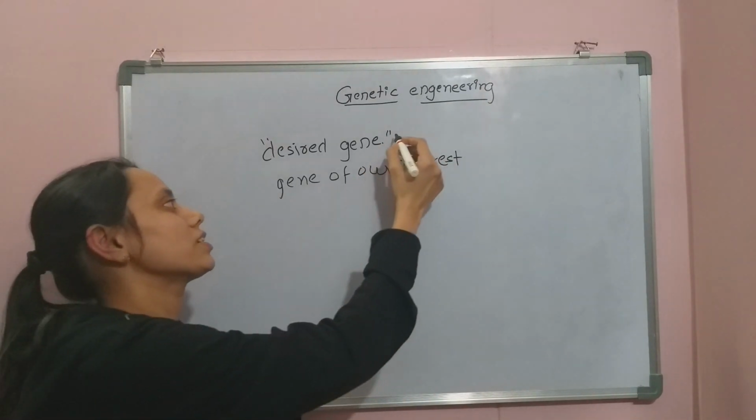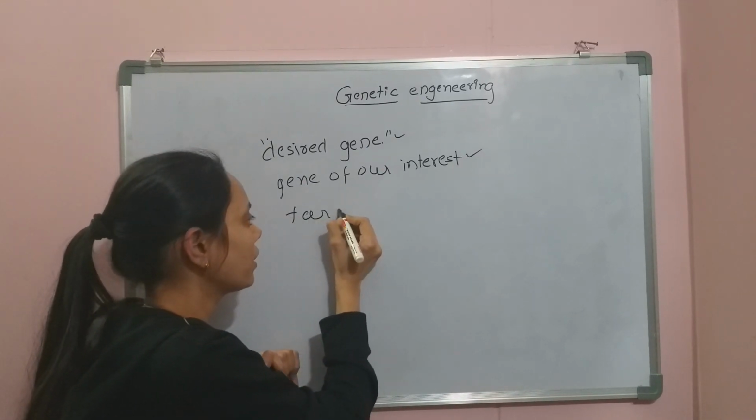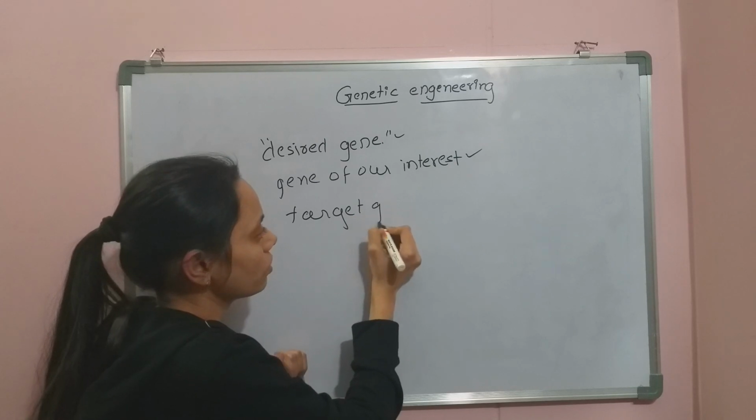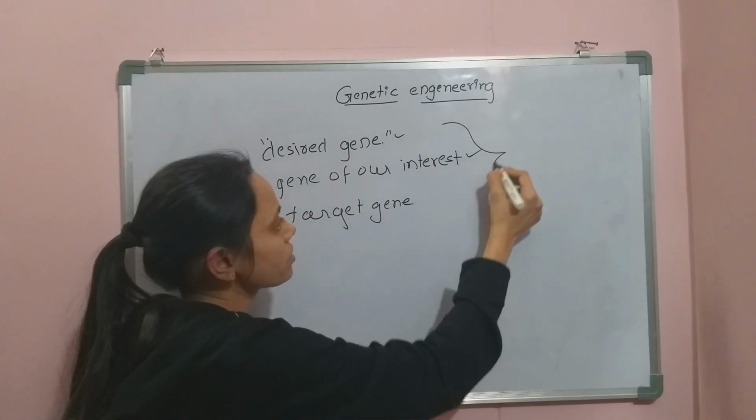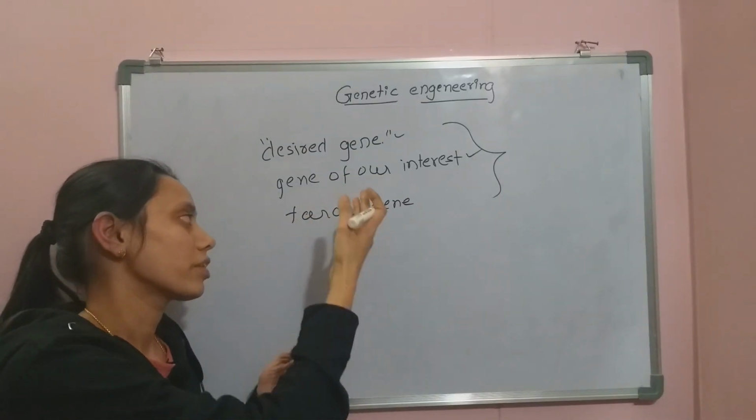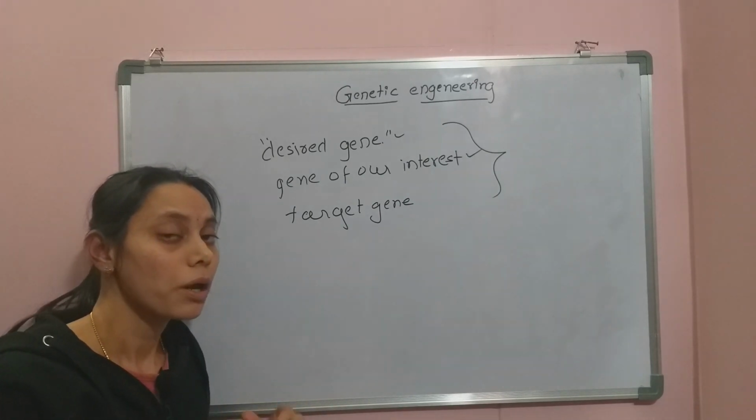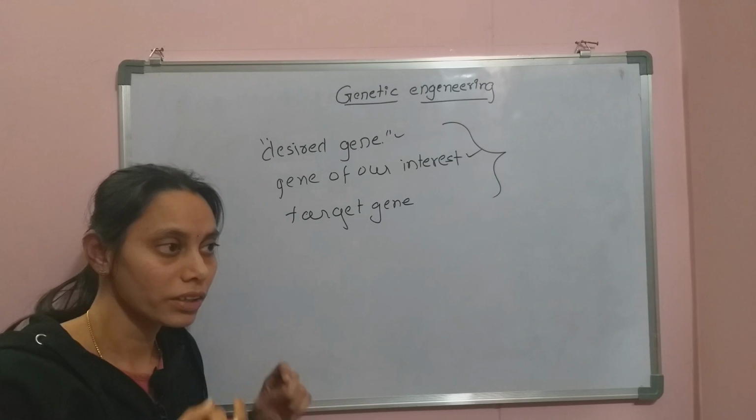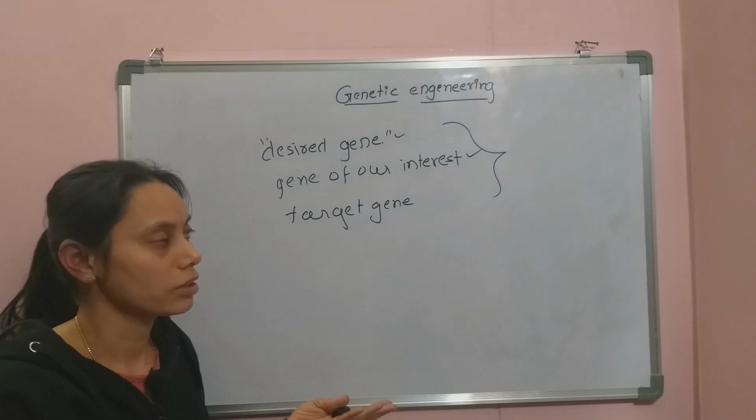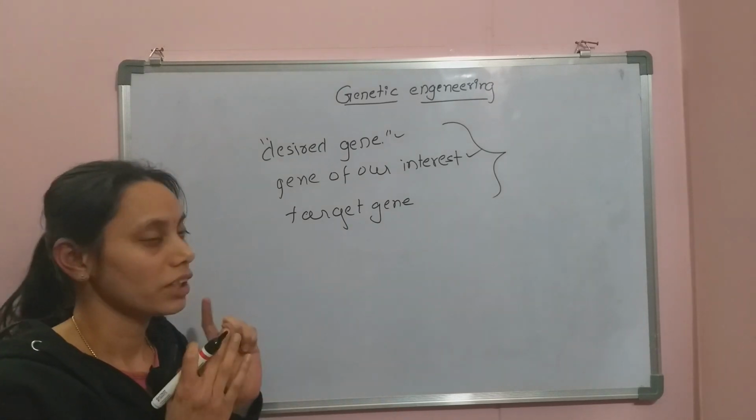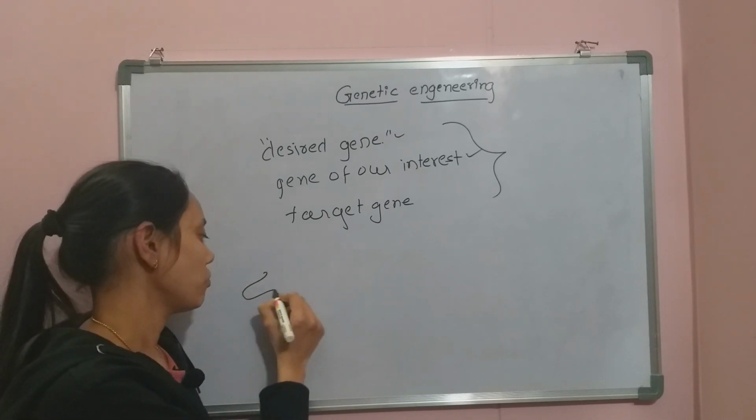This desired gene, or gene of our interest, is also called the target gene. All of these are the same: desired gene, gene of our interest, or target gene are nothing but the gene responsible for a beneficial character that we want to express in our experimental organism, the host organism. So that needs to be isolated.